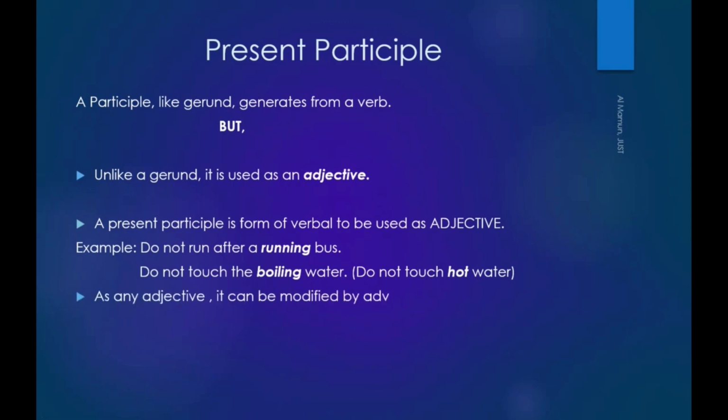As with any adjective, a present participle can be modified by an adverb. For example, do not run after a fast running bus. So running is a present participle functioning as an adjective, and as an adjective it can be modified by an adverb. So here running as an adjective can be modified by an adverb like fast.